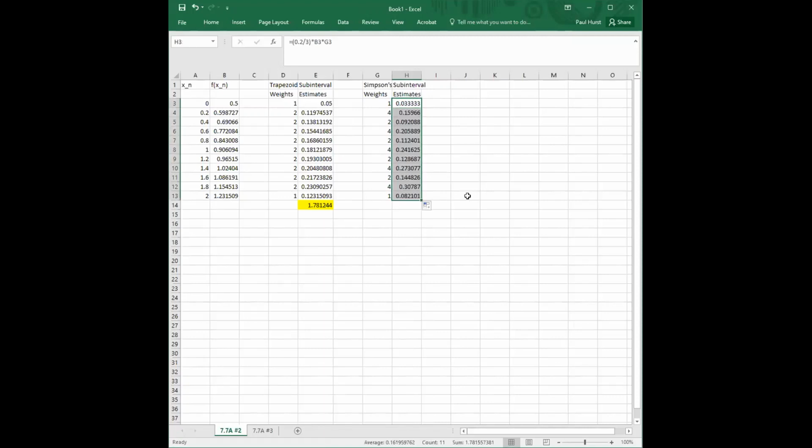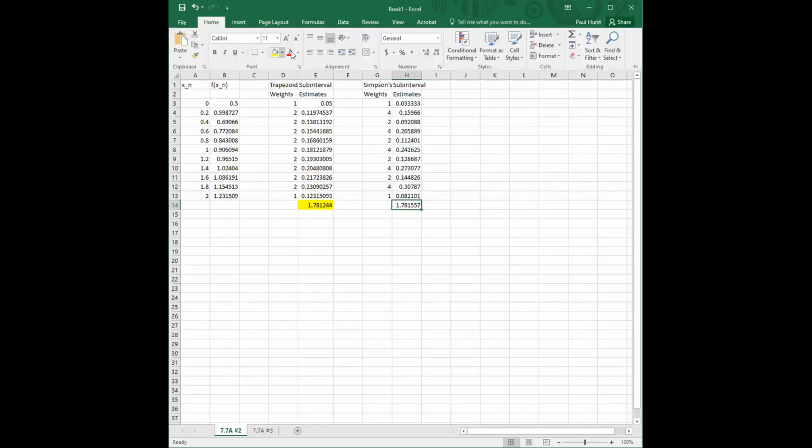Maybe I didn't put the equal sign at the beginning. Okay, so those are all the values, and then here, I add up H3 to H13. Okay, and I have 1.781557, which is the answer for Simpson's rule. That's actually part C. Okay, and so that's the Simpson's rule there.